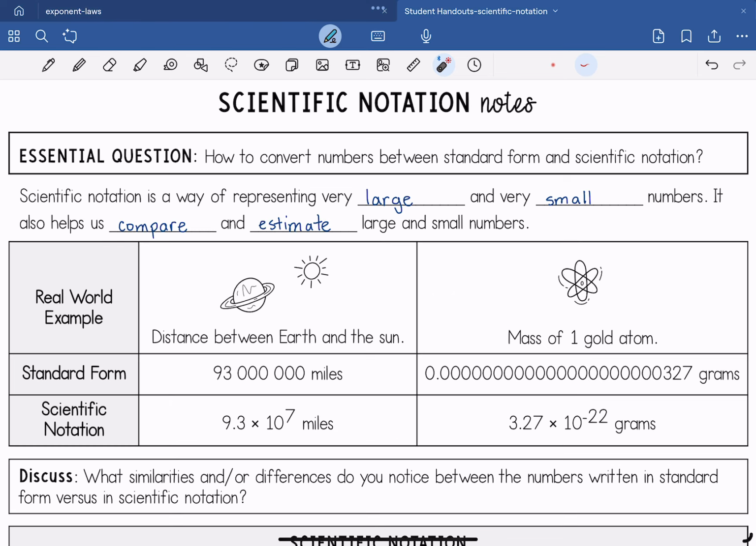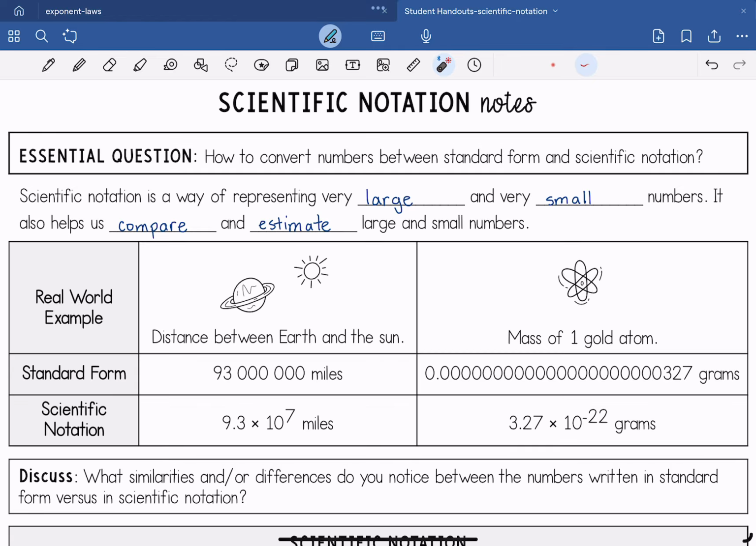The first number, the distance between Earth and the Sun, is a very big number. It has many zeros, and it is 93 million miles. The mass of one gold atom is very tiny, a tiny amount of weight, which means that it is 0.000... many zeros... 327 grams. So in standard form, it is represented in a way that we've frequently seen.